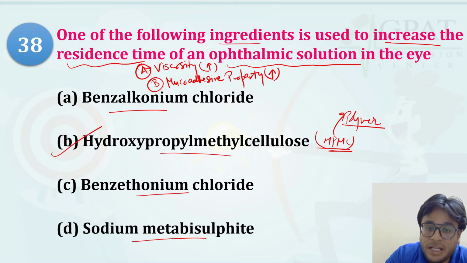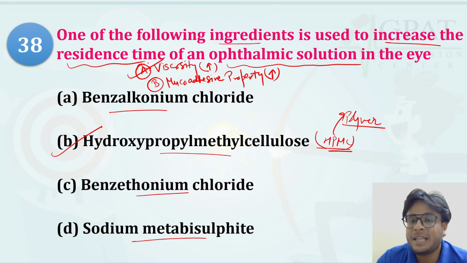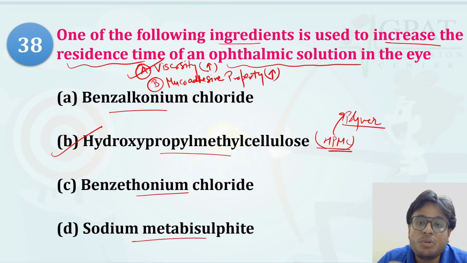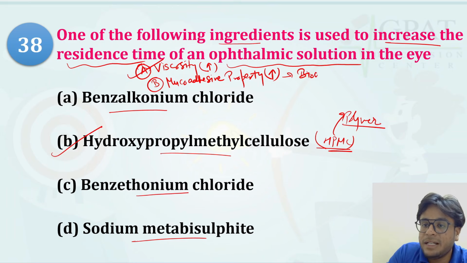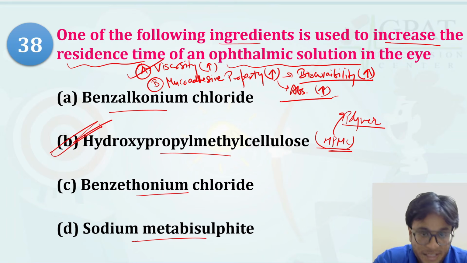Yes, HPMC, hydroxypropyl methyl cellulose, is a kind of polymer that is mainly related to an increment in the viscosity of the ophthalmic solution. As the viscosity increases, the residence time of that particular ophthalmic solution is also going to increase, and it also has a property of increasing the mucoadhesion. More the adhesion, more the absorption. So in turn it will mainly increase the bioavailability or absorption of that particular drug through the eye. So HPMC is going to be the answer for that particular question.